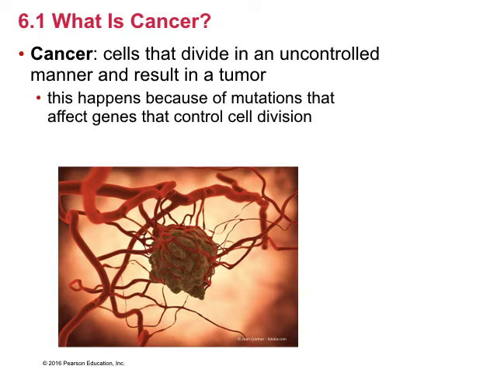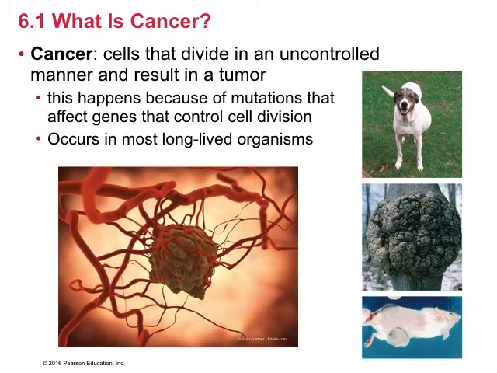And this happens because your cells accumulate mutations over time, and eventually those mutations can affect genes that control cell division. And so these cells grow out of whack, and they can just keep growing and eventually take over vital organs and kill you.